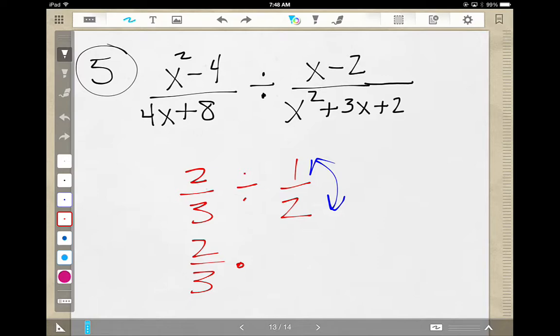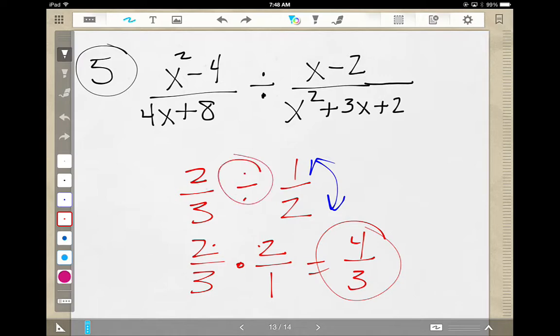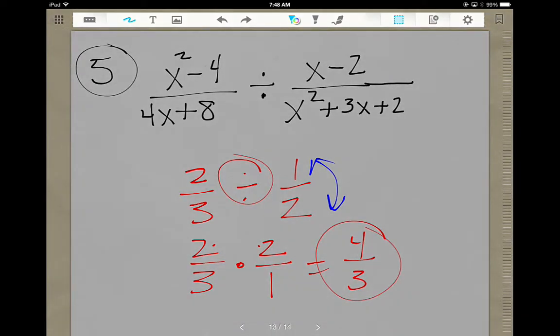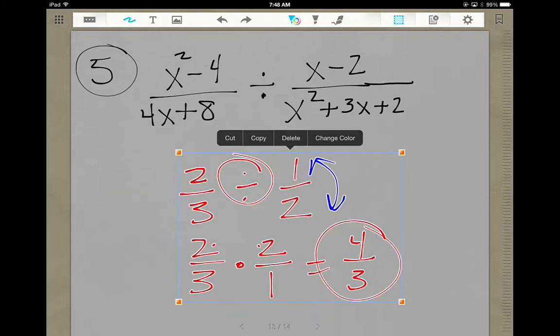And then we multiply by the reciprocal, which would be 2 over 1. So we would end up getting 2 times 2 is 4, and 3 times 1 is 3, and that would be our multiplied out expression, which came from our division. So again, think fractions. If you can think fractions, then everything stays very much the same.